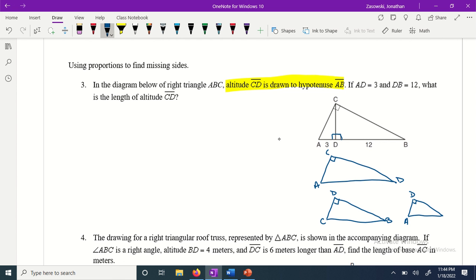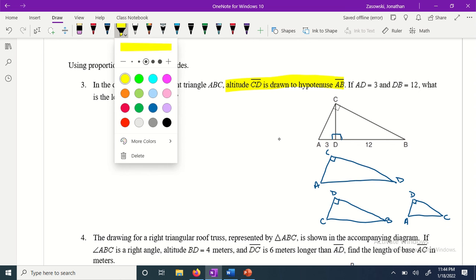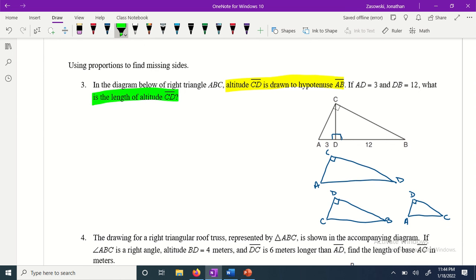Fix that A. And then DC is the long leg, and AC is the hypotenuse. Also note that it says here, what is the length of altitude CD? So in my original question, I want to put an X here. That's what our variable is. Make sure you're labeling what side you're trying to find with a variable.